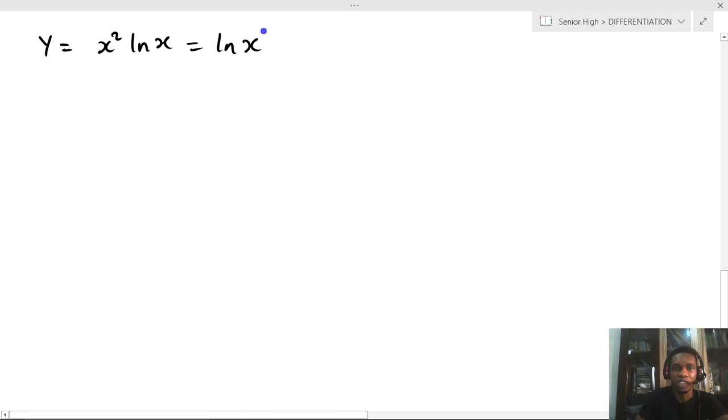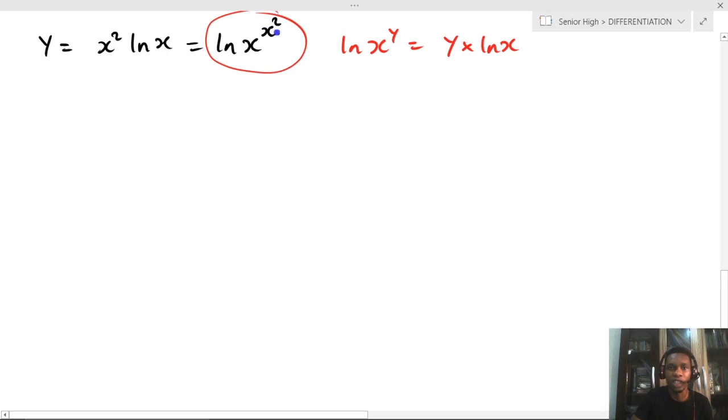Ln of x squared. But remember I told you that according to one of the laws in logarithm, whenever we have ln of x raised to the power y, it is equal to y multiplying ln x, right? So that also we can apply. If the question was given to us in this form, we can just say this x squared multiplies the ln x. It helps you work very easily to solve.